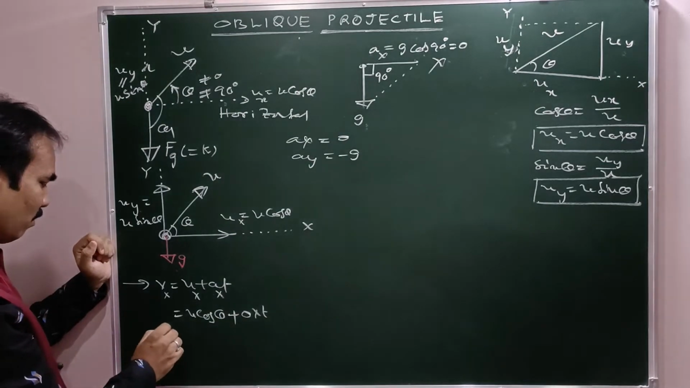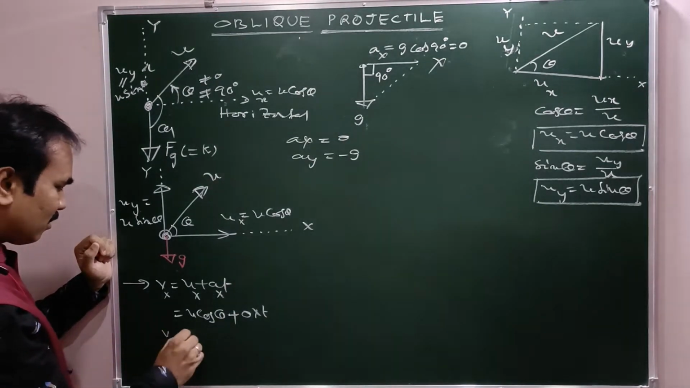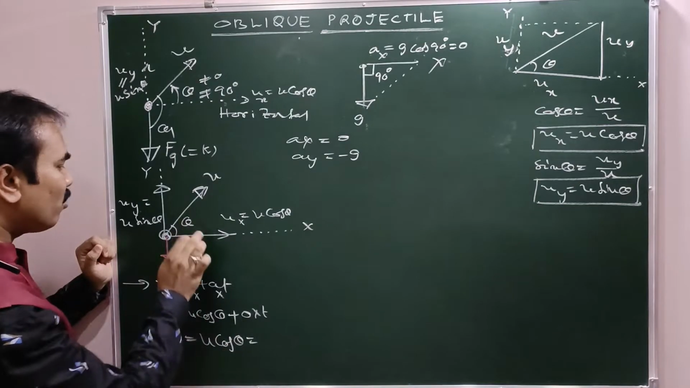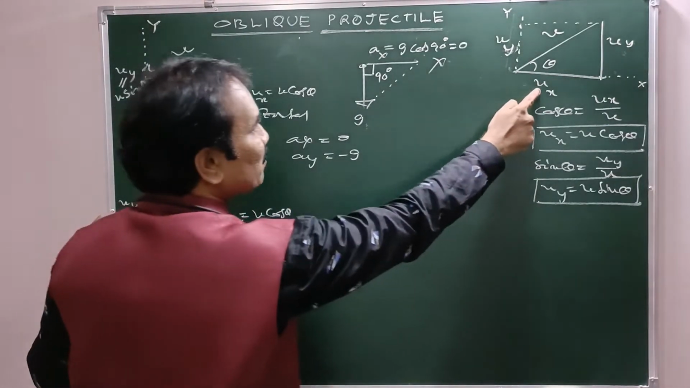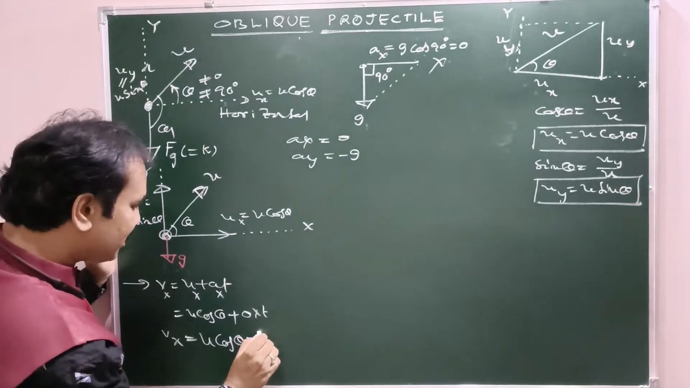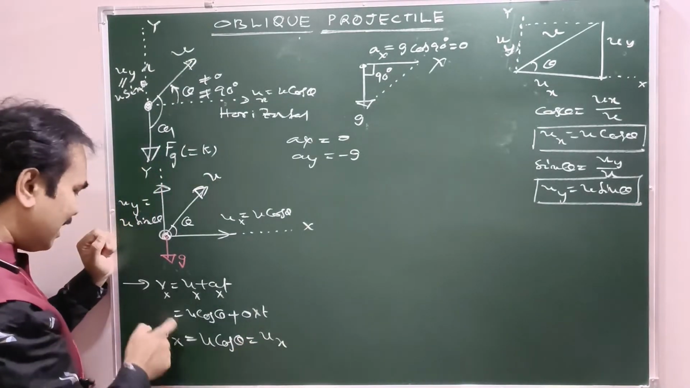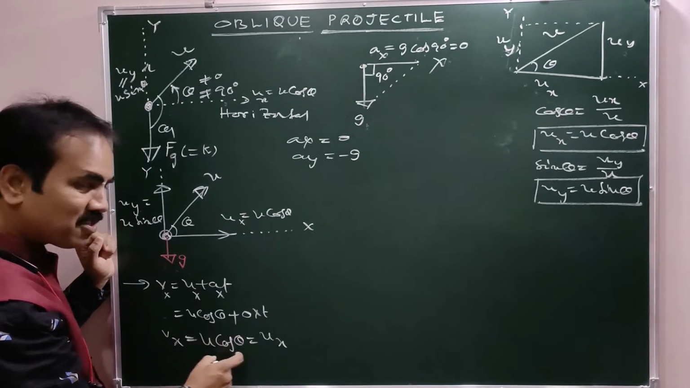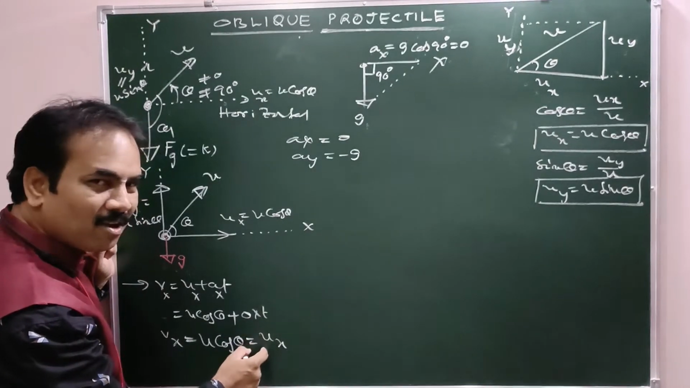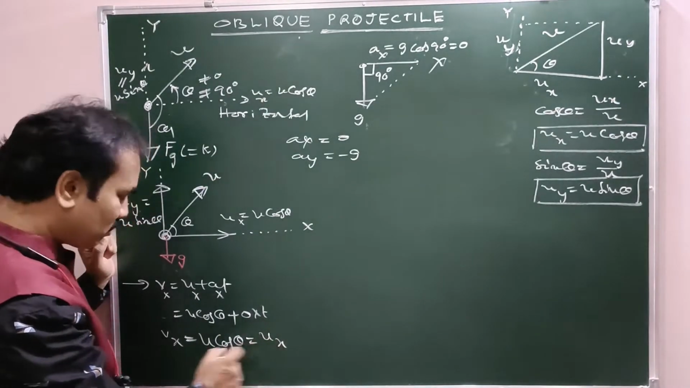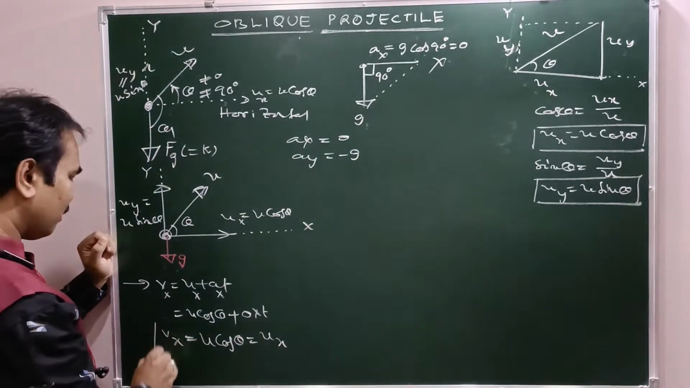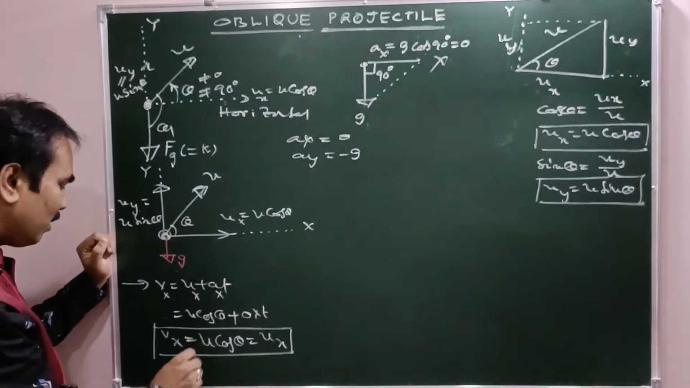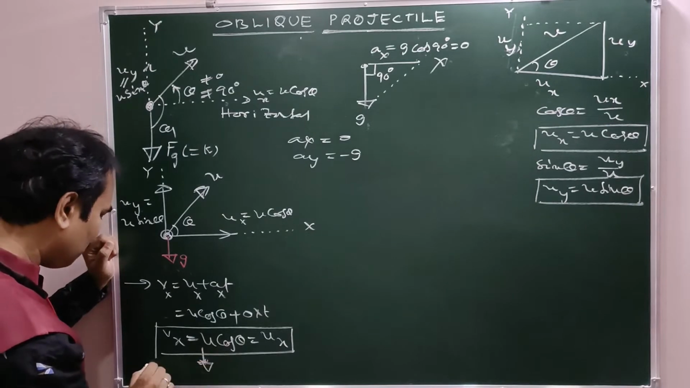You are left with vx equal to u cos theta, that is ux only, the initial velocity along horizontal. So after t seconds also, the horizontal velocity remains constant, equal to the horizontal velocity at the time of projection. So vx becomes ux, u cos theta. As there is no acceleration, this represents uniform motion.